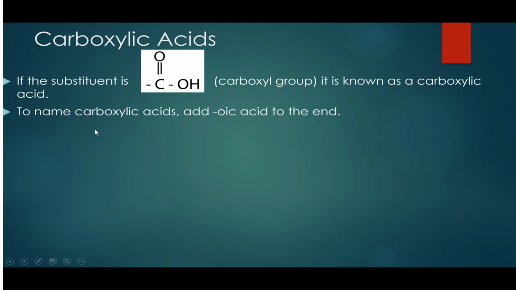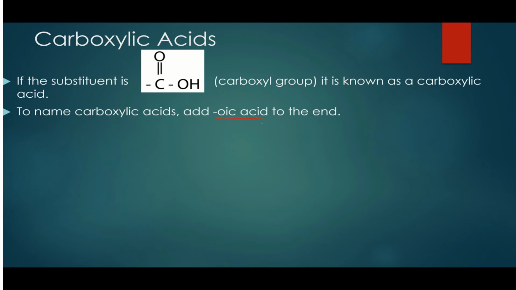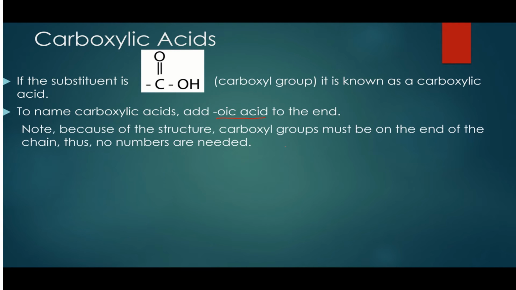To name carboxylic acids, we add the ending oic acid to the end of our chain. Make a quick note that due to the structure, this one carbon, double bonded to oxygen, single bonded to our hydroxyl group, that's all 4 bonds carbon can make, which means carboxyl groups must go on the end of a chain, and therefore we don't have to number them. They're always going to have to be 1 carboxyl.